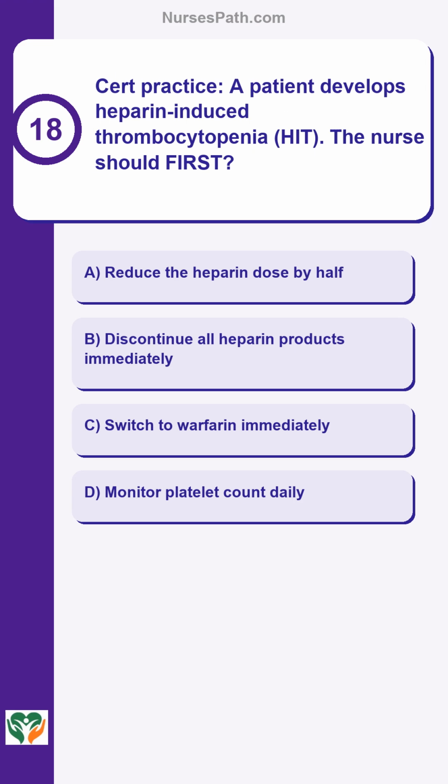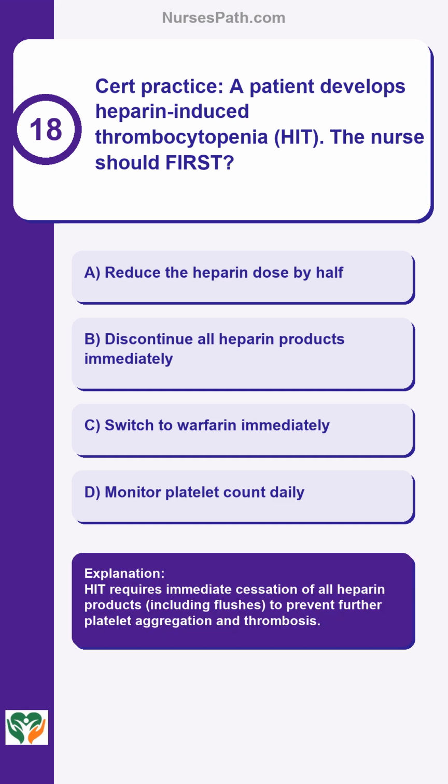Question 18. CERT practice. A patient develops heparin-induced thrombocytopenia, HIT. The nurse should first: reduce the heparin dose by half. Discontinue all heparin products immediately. Switch to warfarin immediately. Monitor platelet count daily. HIT requires immediate cessation of all heparin products, including flushes, to prevent further platelet aggregation and thrombosis.